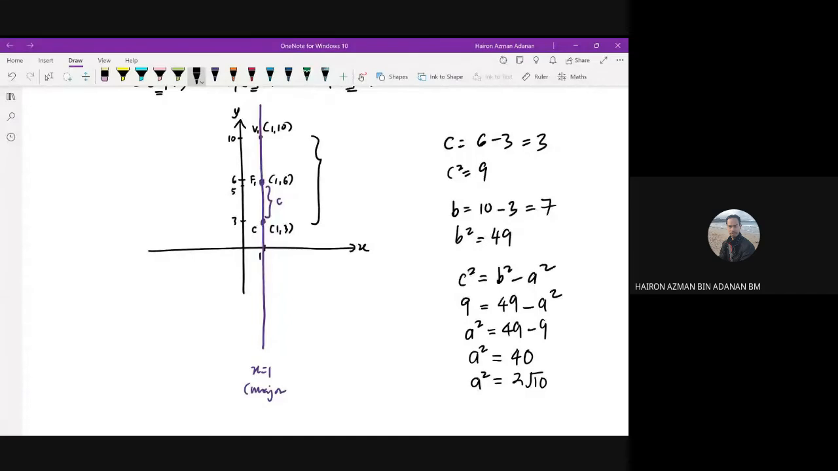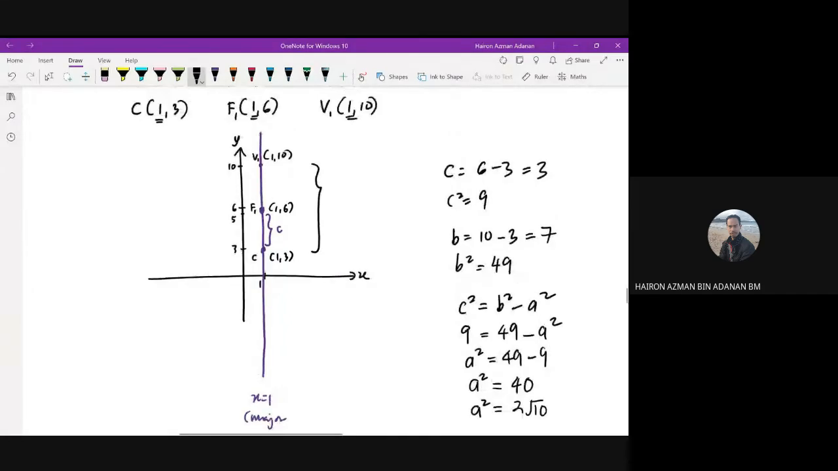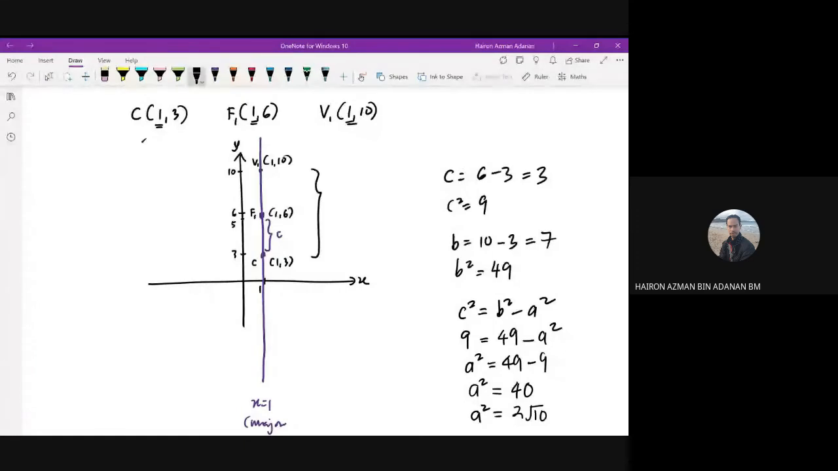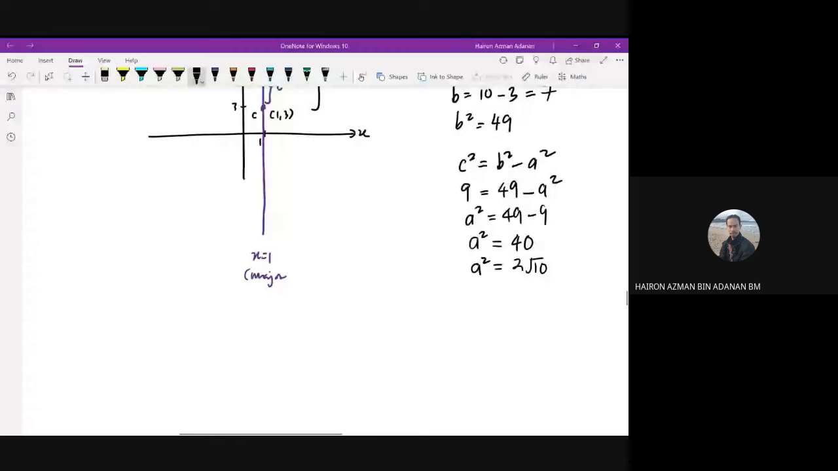Alright, so now center, okay, center 1, 3. This 1 is H, this 3 is the value of K. 3 is the value of K, 1 is the value of H. So HK is 1, 3. Okay, so we write the standard form. X minus H squared over A squared plus Y minus K squared over B squared equal to 1. So just replace the value A, B and HK.